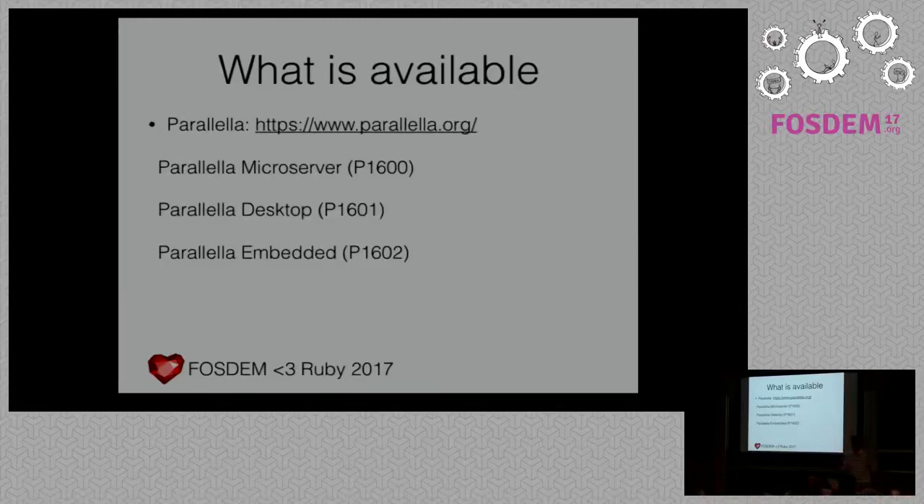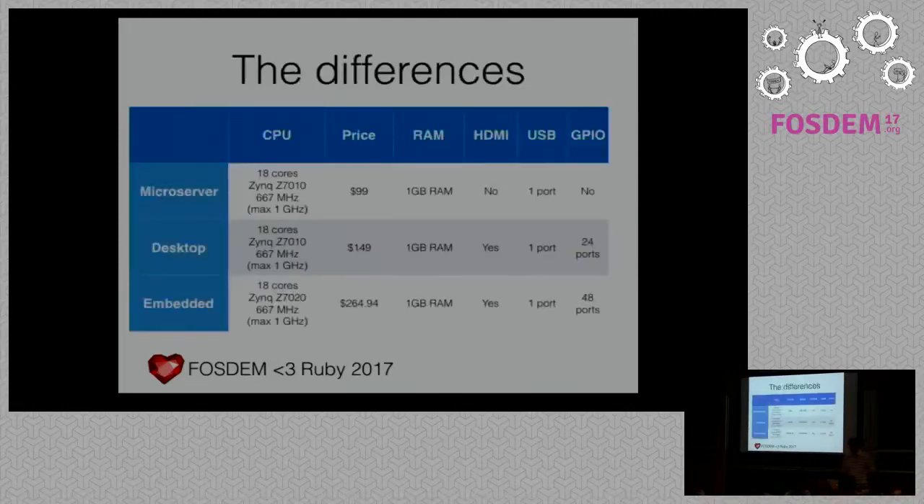Although they are pretty much the same, close to the same size, they are quite different in price and in power. All the Parallellas have 18 cores. The starting price is $99, and the embedded one is $260. They all come with 1 GB of RAM.